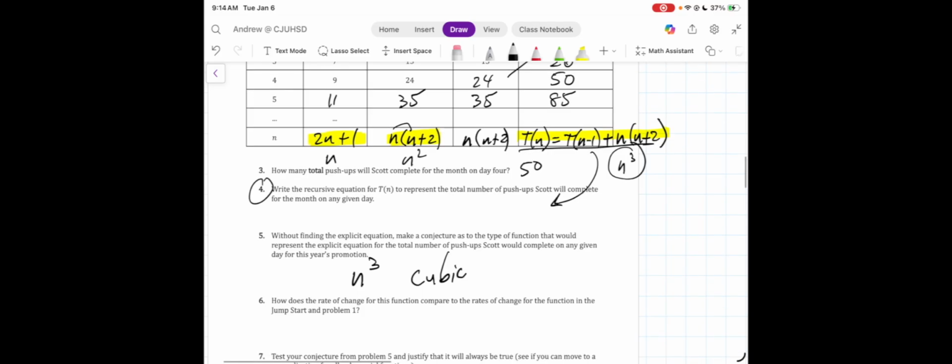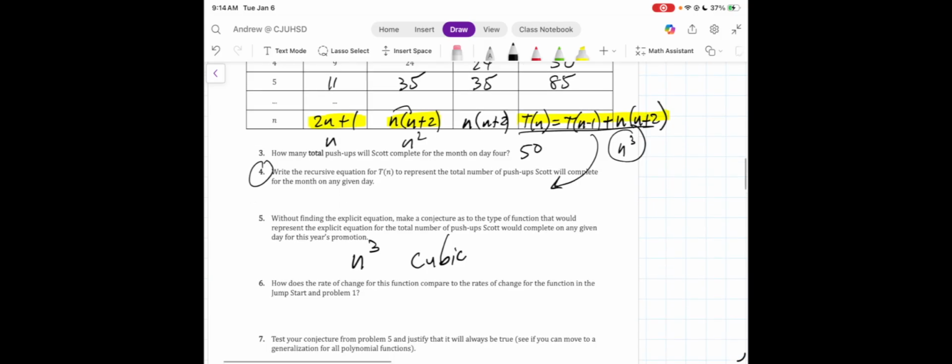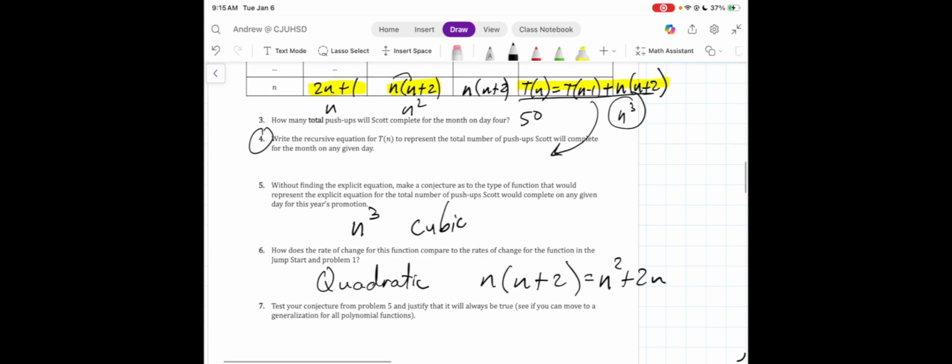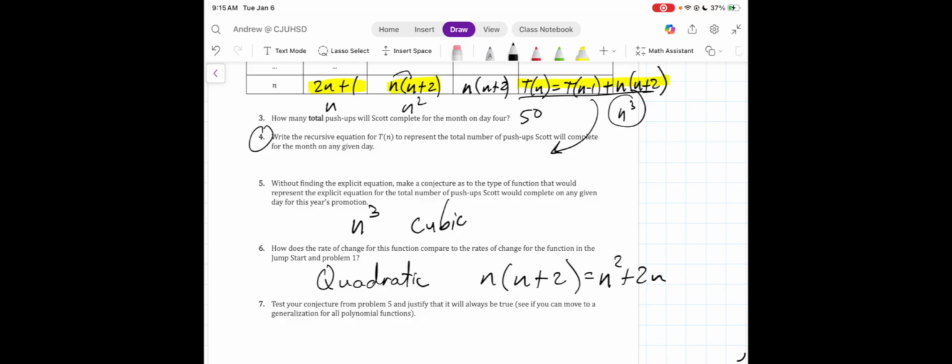How does the rate of change for this function compare to the rates of change for the function in the jump start and the problem number 1? Its rate of change is quadratic. That's what that n times n plus 2 is. That's actually n squared plus 2n. That is totally quadratic. Test your conjecture. This is number 7. Test your conjecture from problem 5 and justify that it will always be true. See if you can move to a generalization.